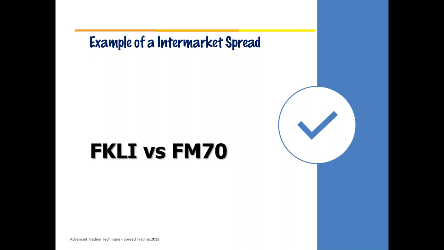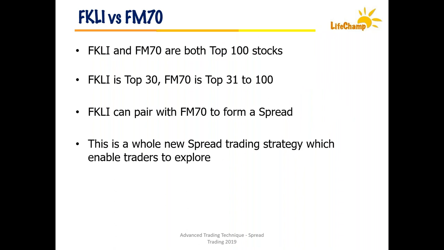So why don't we start with an example of an intermarket spread first. If you're familiar with the futures market of Malaysia, everybody knows FKLI. It is the futures contract of our KLCI. And recently we have a new futures index called FM70. This is the futures index representing the top 100 stocks in Bursa Malaysia. FKLI is represented by the top 30 counters, and FM70 is the 31st to 100th, so a total of 70 counters for FM70.